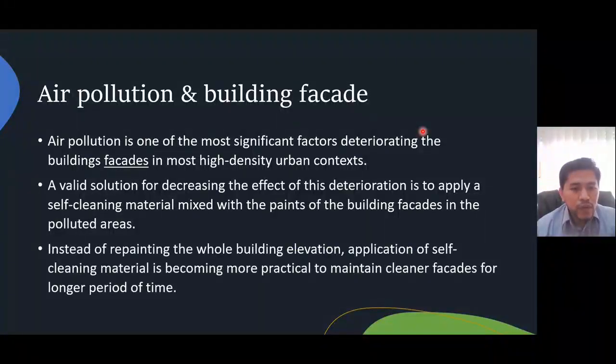So air pollution is one of the most significant factors deteriorating building facades in most high density urban contexts, and a valid solution for decreasing the effect of deterioration is to simply apply a self-cleaning material that mixes with the paint of the building facade in polluted areas. Instead of repainting the whole building elevation, we can apply a self-cleaning material because it is more practical for us to keep the facade clean for a longer period of time.